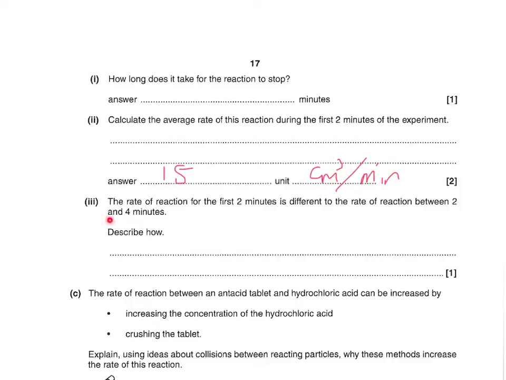The next question says, the rate of reaction for the first 2 minutes is different to the rate of reaction between 2 and 4 minutes. Describe how. And there you just have to put that the rate of reaction for the first 2 minutes is greater than the rate of reaction between 2 and 4. Or you could say that the rate of reaction between 2 and 4 is slower than the rate of reaction for the first 2 minutes. But basically you must make sure you compare the 2 rates of reaction to get the mark there.